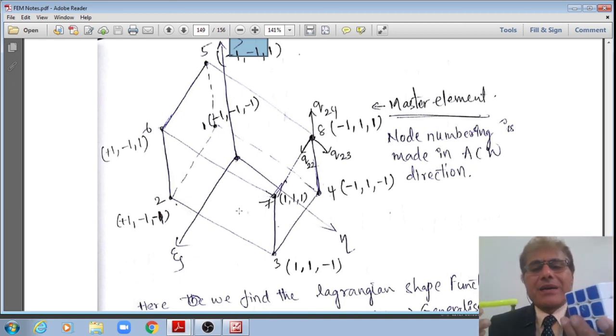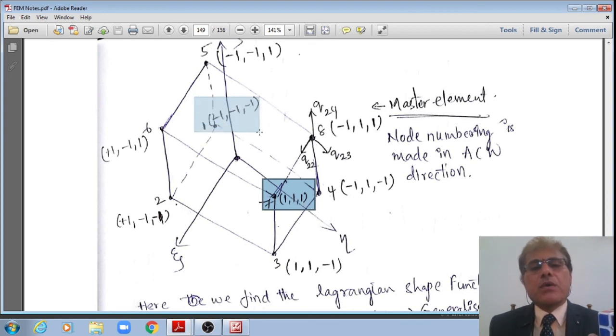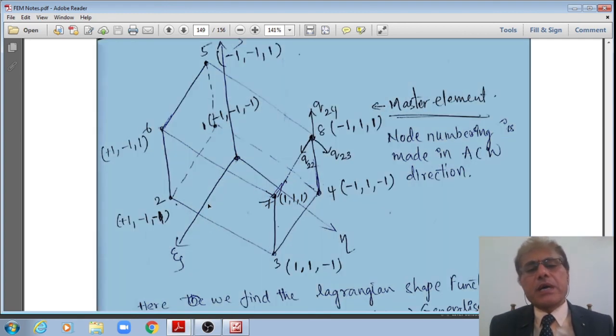Then obviously the coordinates in the local coordinate system, the natural coordinate system: that of the 7th node is in the positive quadrant, 1 1 1, all positive, whereas node 1 is in the negative quadrant, -1 -1 -1, right? Likewise, you please see the other nodes.